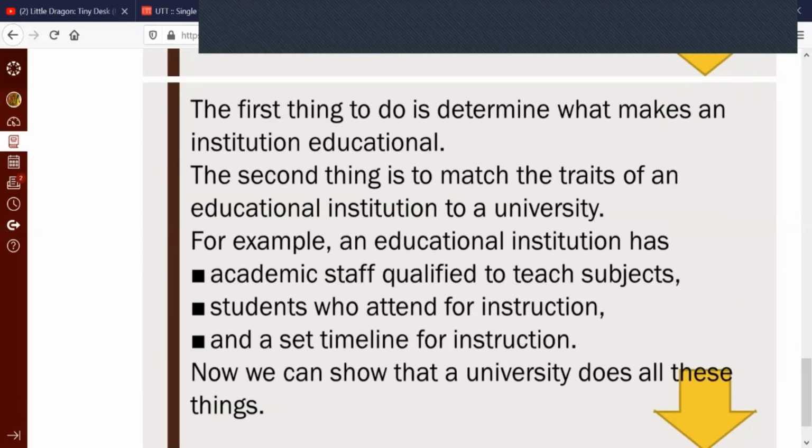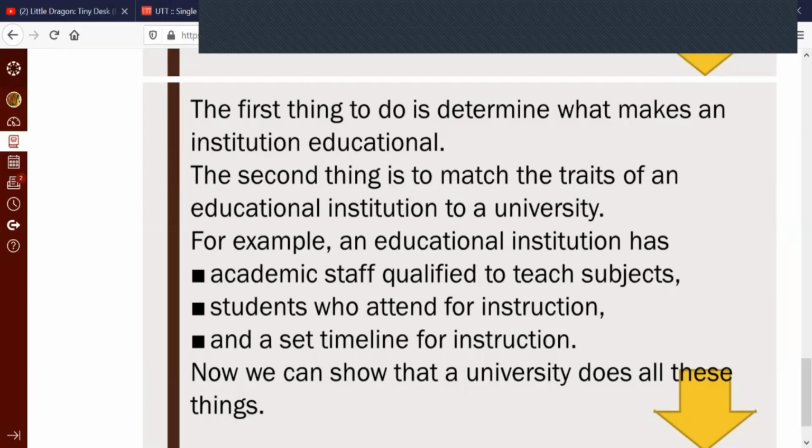So our first task is to ask ourselves, what makes an institution educational? What do I need to have to be an educational institution? And when we determine that, we will look to see how our specific topic, university, matches those traits.